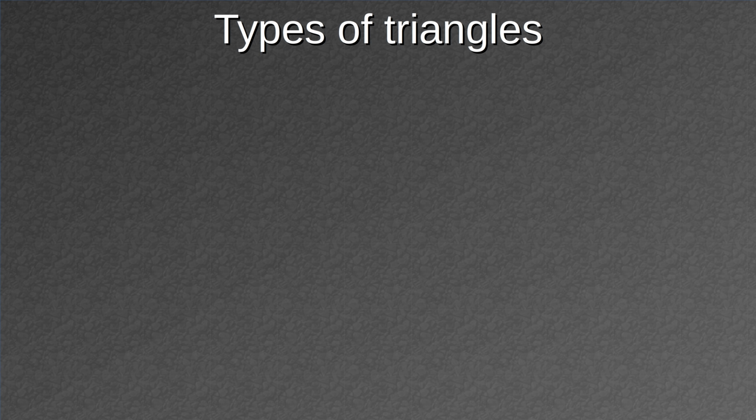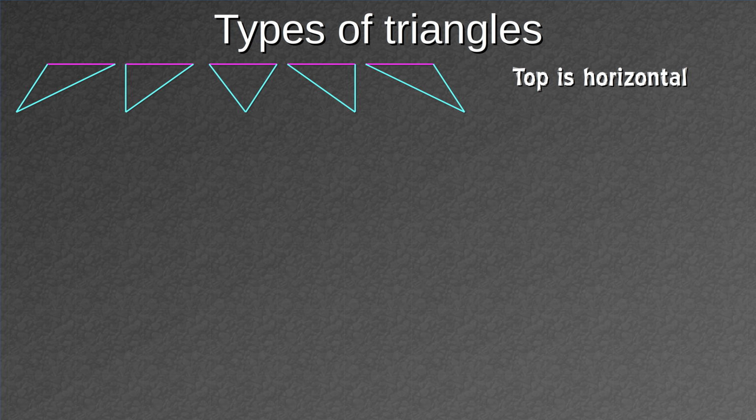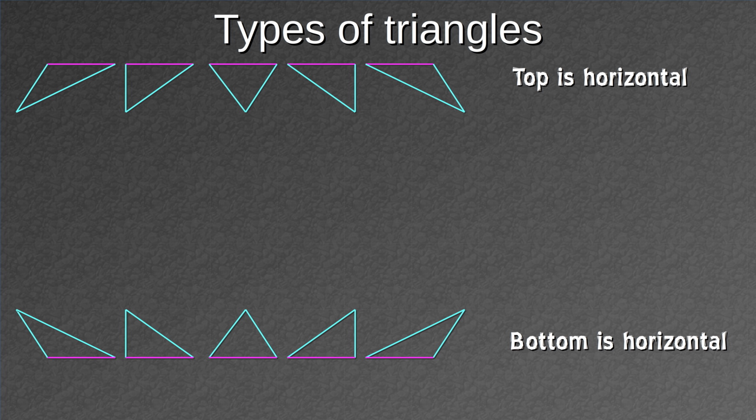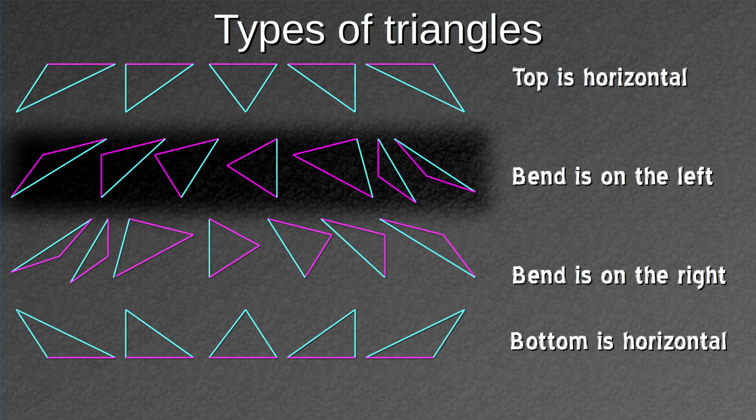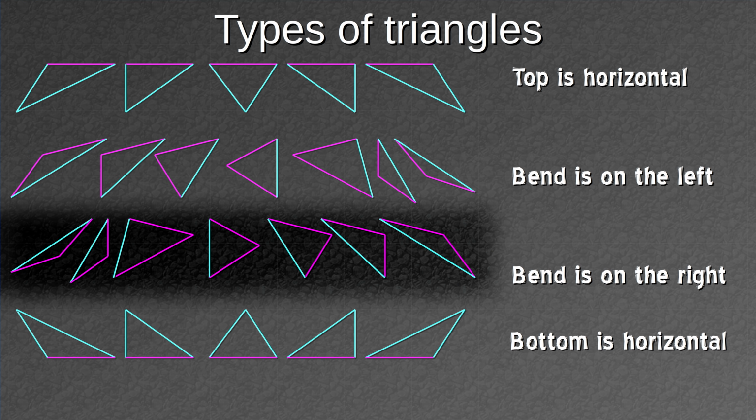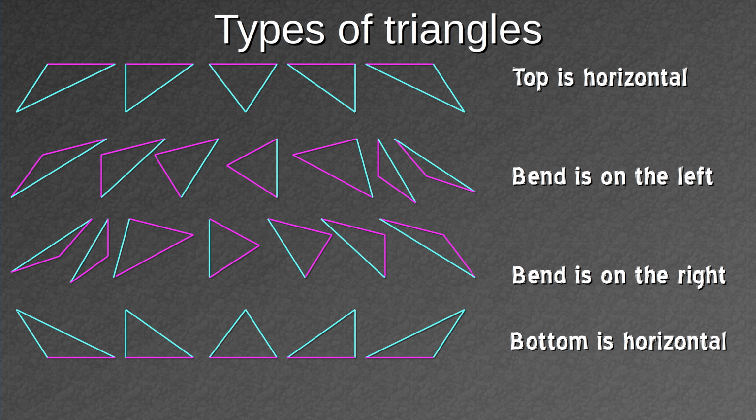Measuring the relationship between x and y coordinates of every corner, I have counted a total of 28 different triangle shapes. In 5 of them there is a horizontal line at the top, and in 5 of them there is a horizontal line at the bottom. In the other 14 there is a bend somewhere in the middle. In 7 of those the bend is on the left side, and in the other 7 the bend is on the right side. The bend is indicated in magenta color in this slide.